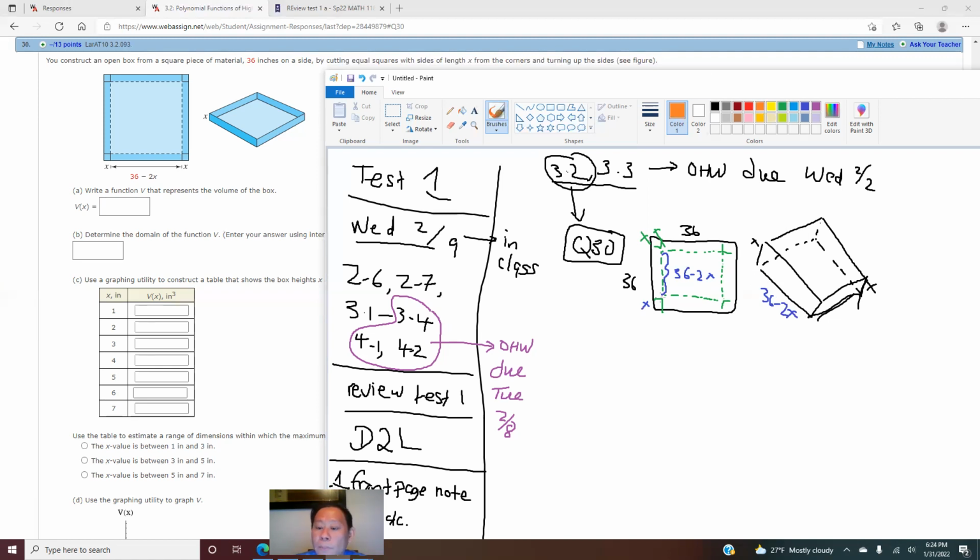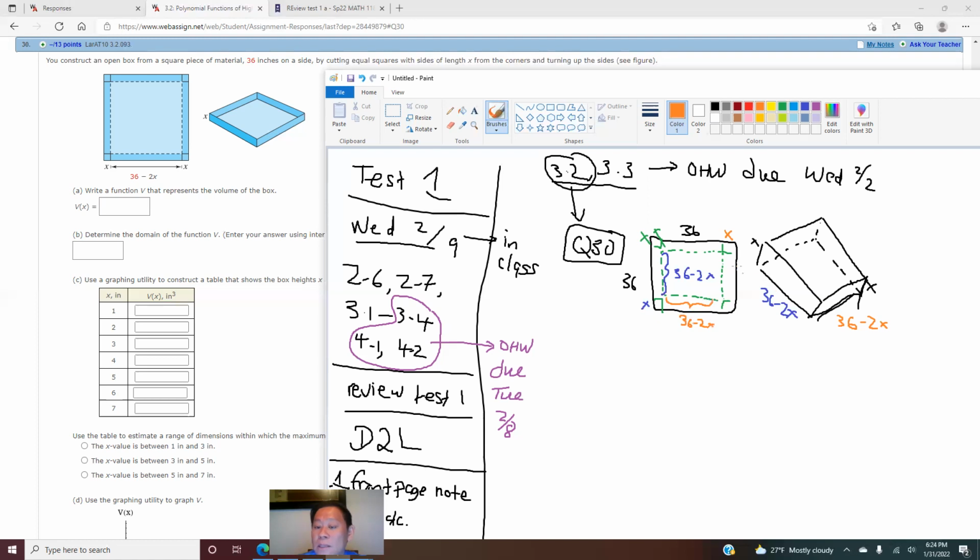Now the width of the box, which is this one, is also 36 minus 2X, because the whole thing is 36 and you take X out on both sides. So this width is also 36 minus 2X. So this is what happens to the box if you take X out.